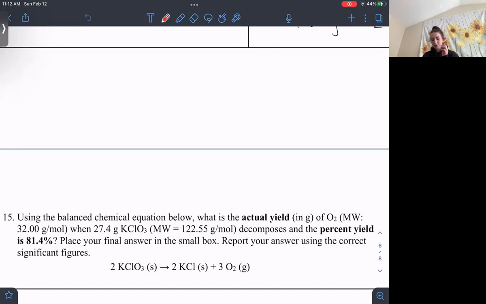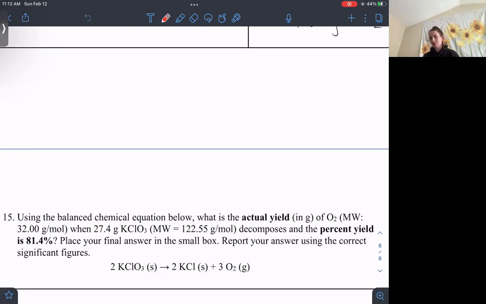Okay, so for 15, we have: using the balanced chemical equation below, what is the actual yield in grams of oxygen when 27.4 grams of potassium chlorate decomposes, and the percent yield is 81.4%. So you're looking here for your actual yield, but you're given percent yield this time. Okay, so it's slightly different.